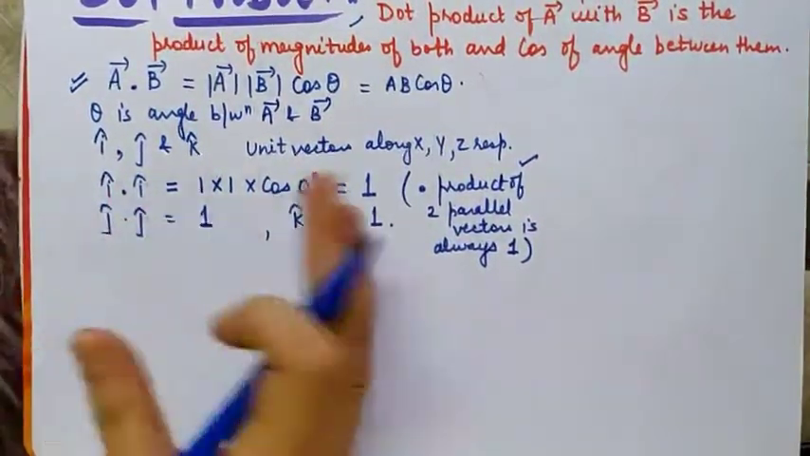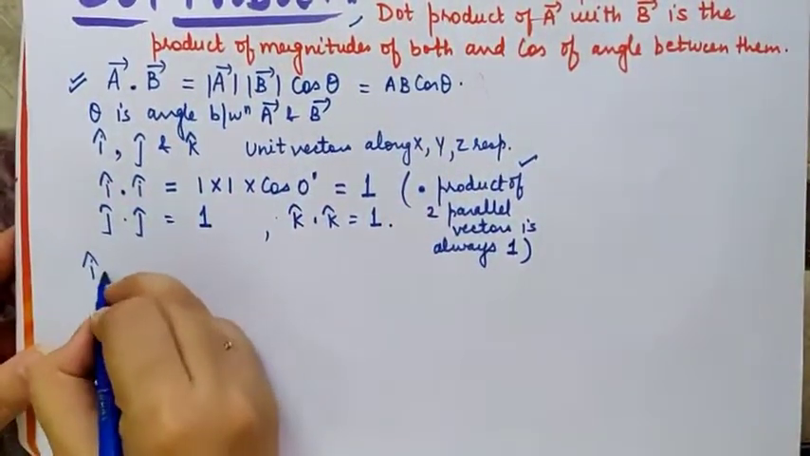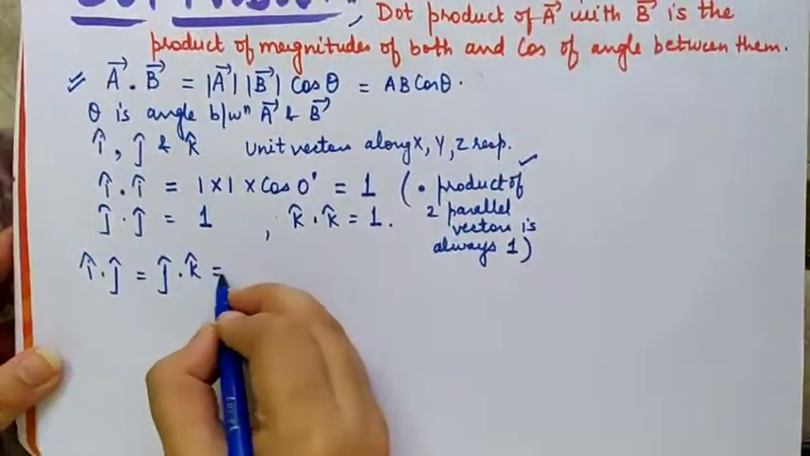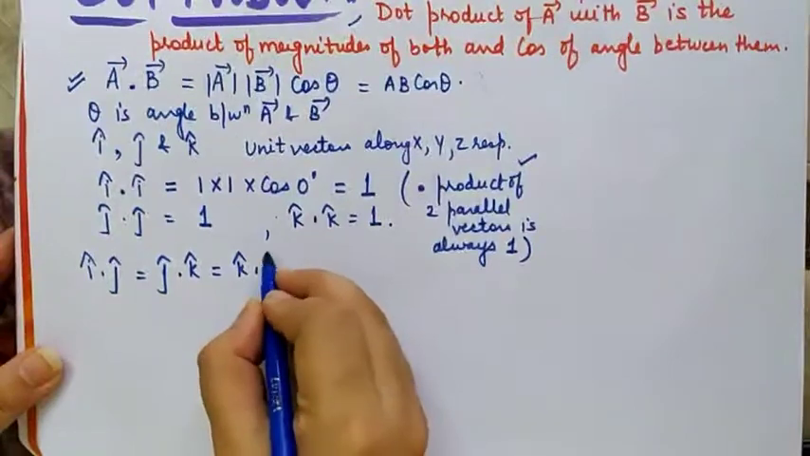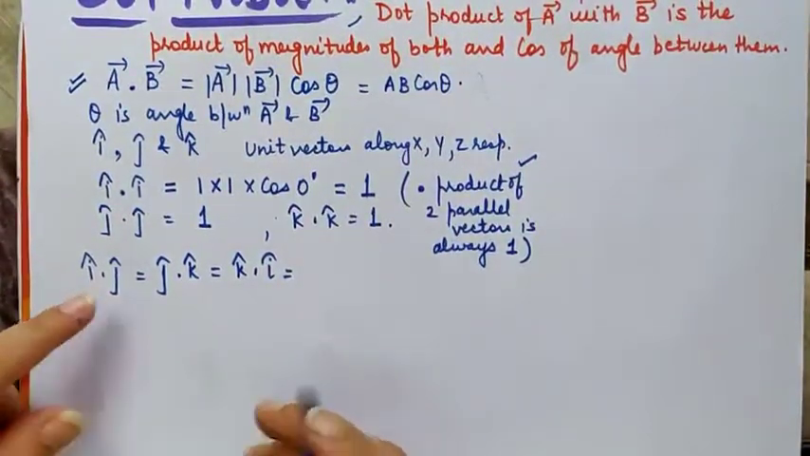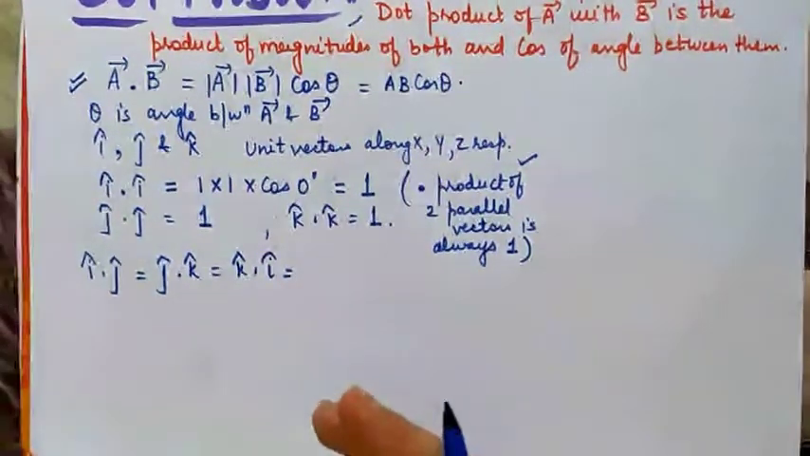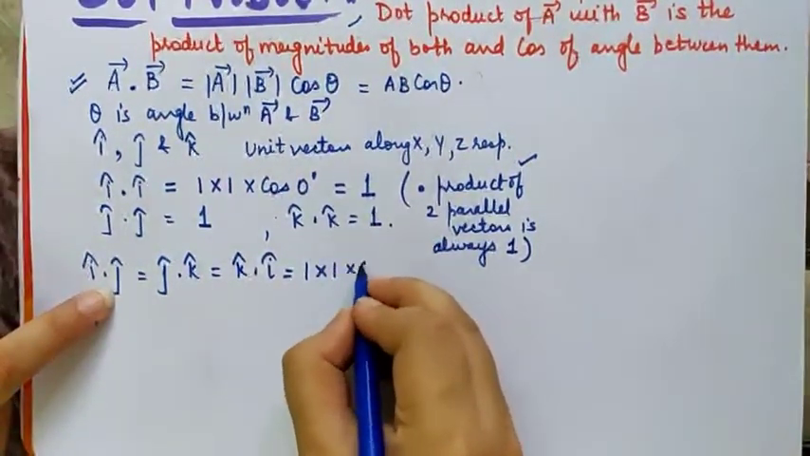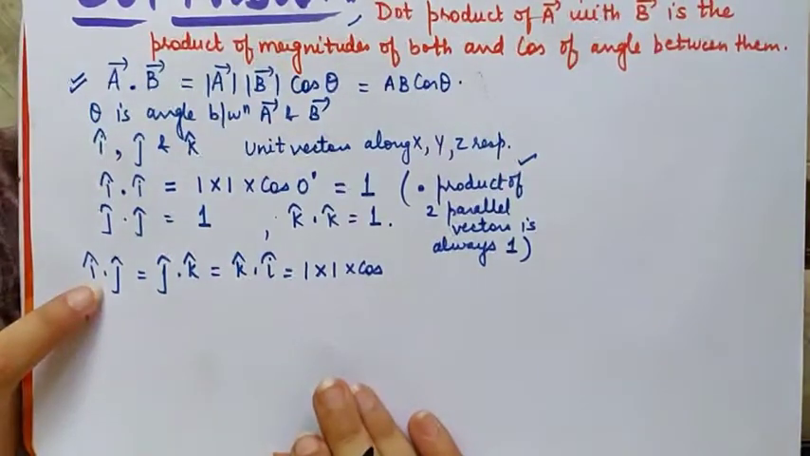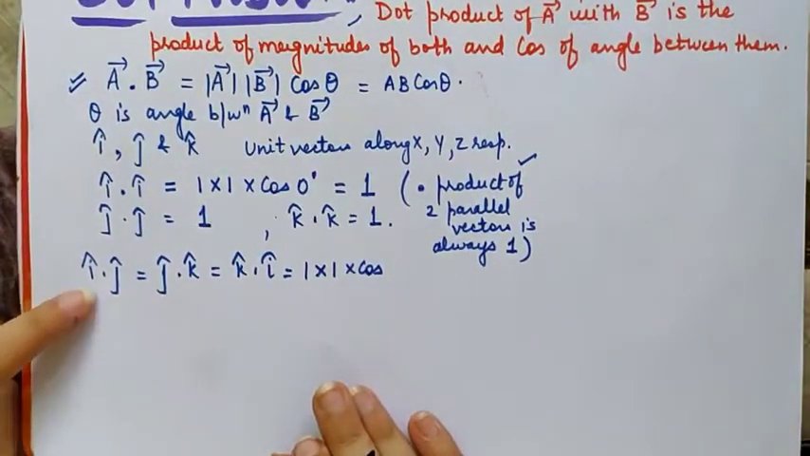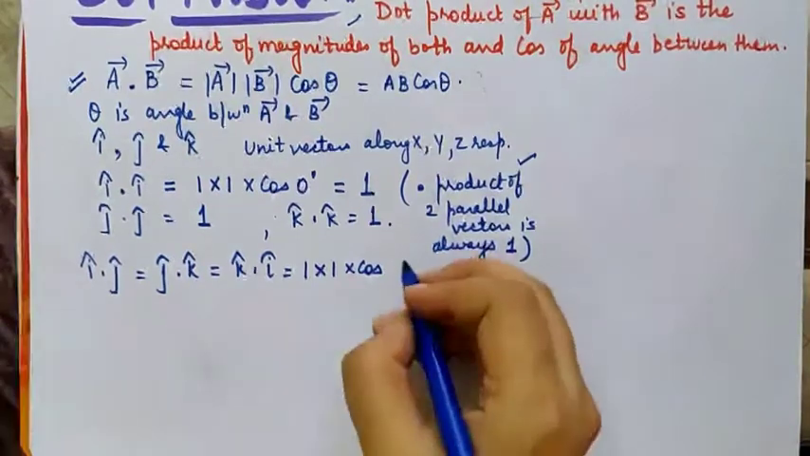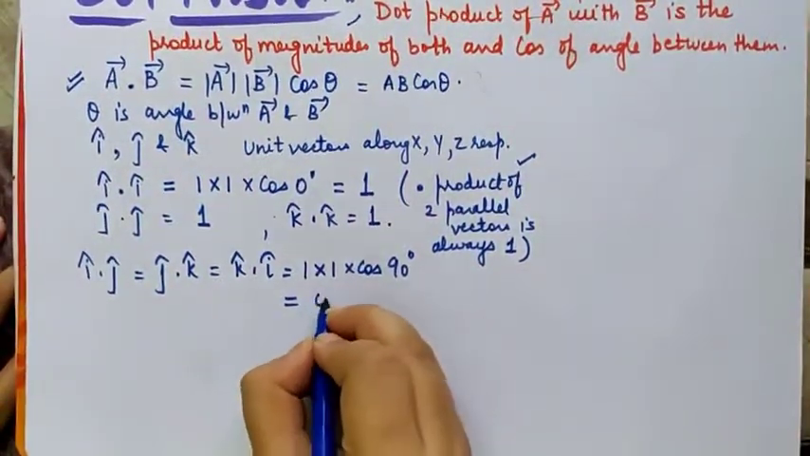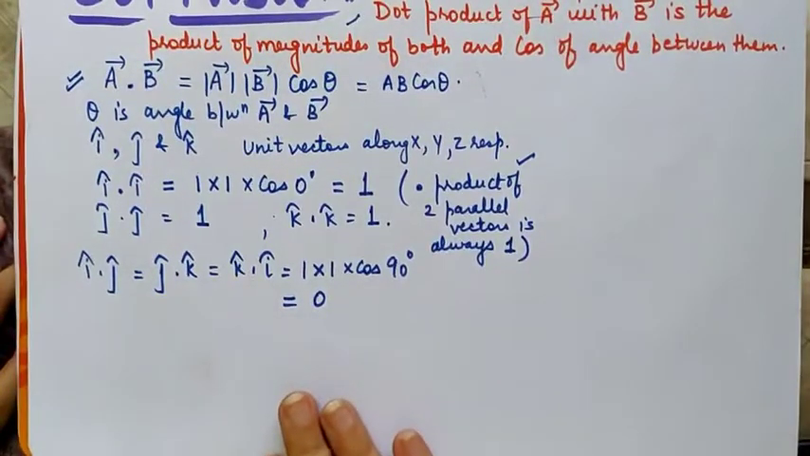Now coming to their mismatch, that is i dot j, j dot k, k dot i. In all these cases I can explain one case, because I know the answers of all these will be the same. The magnitude of i is 1, the magnitude of j is 1, and cos of the angle between them. i is the x-axis, j is the y-axis. The x and y axes are perpendicular to each other. That means this happens to be cos 90.